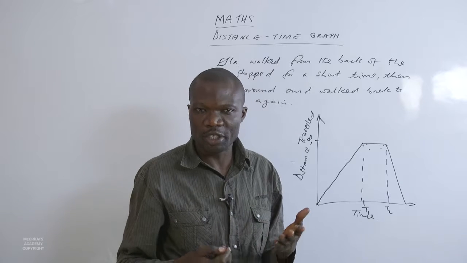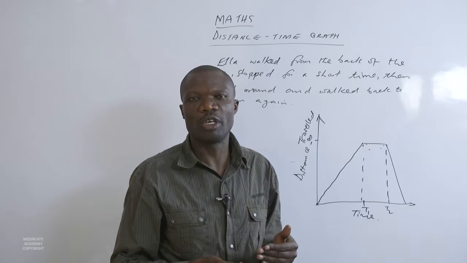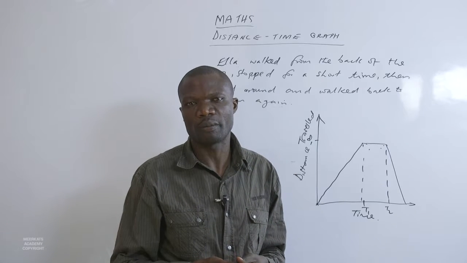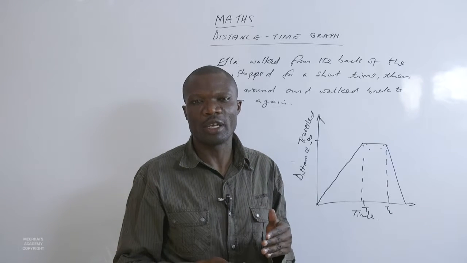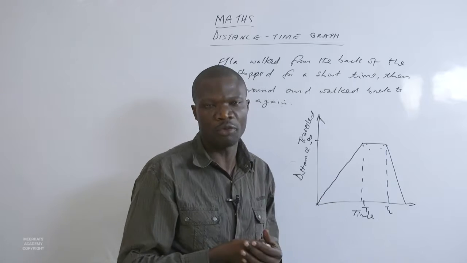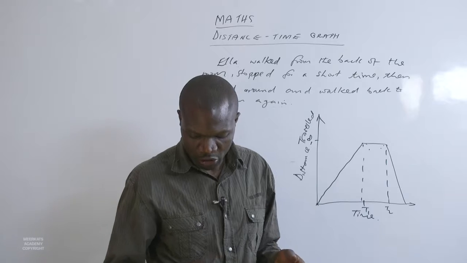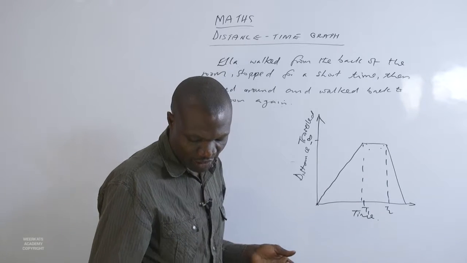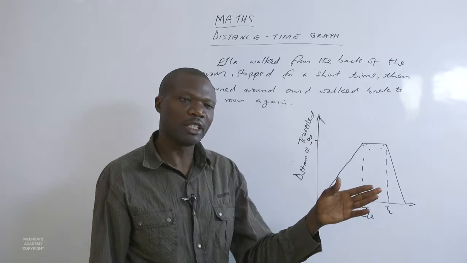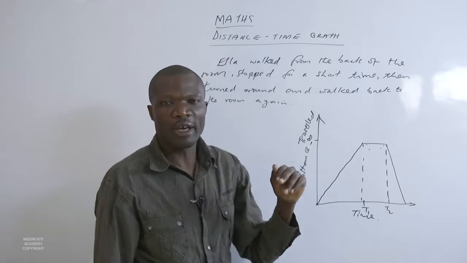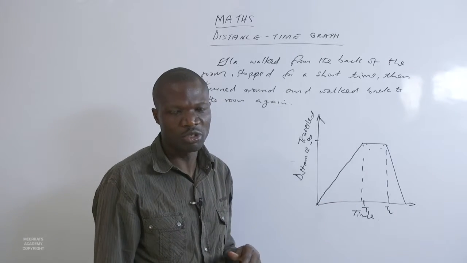Gradient gives us the speed. Gradient tells us if a body is stationary or not. Gradient will always tell us what is the behavior of the object traveling. So we have many other situations. If you look at this situation, it is describing the movement by Ella to the room, resting, then turning around and going back to the room.